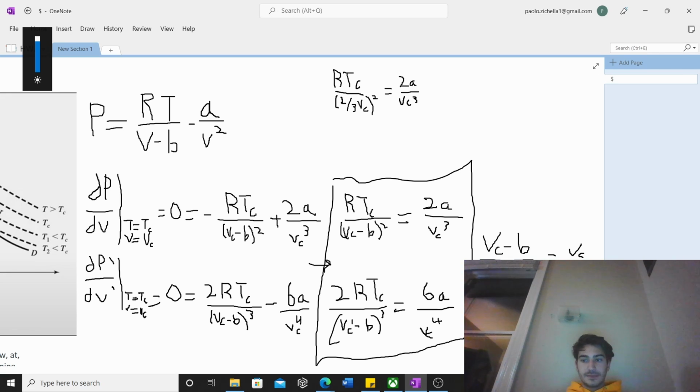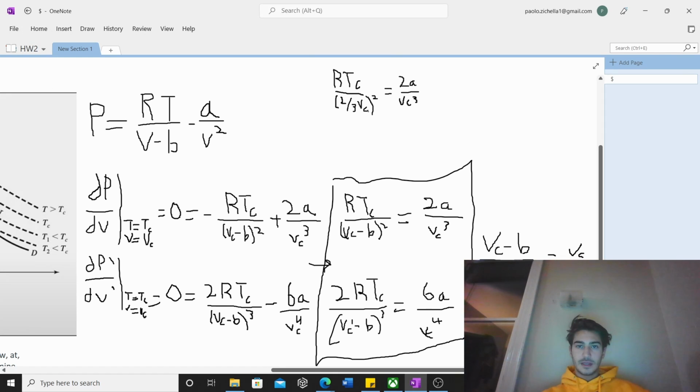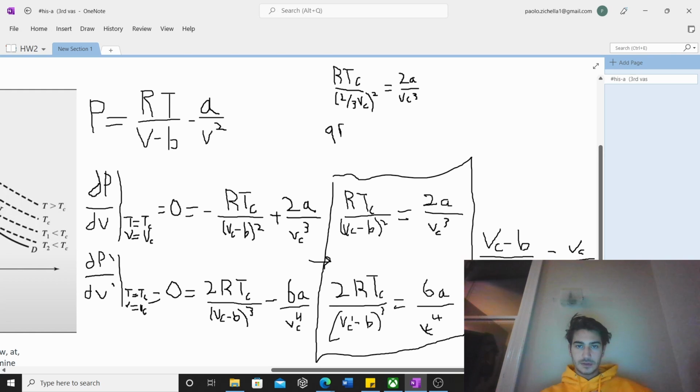So let's now multiply this out, right? If you multiply this out, this VC, or the specific volume squared, we'll get 4/9ths, so we'll get 9RT, or 9 times R times the specific temperature at the critical point, over 4 times the specific volume at the critical point squared. And this is equal to the same thing, 2a over VC cubed.